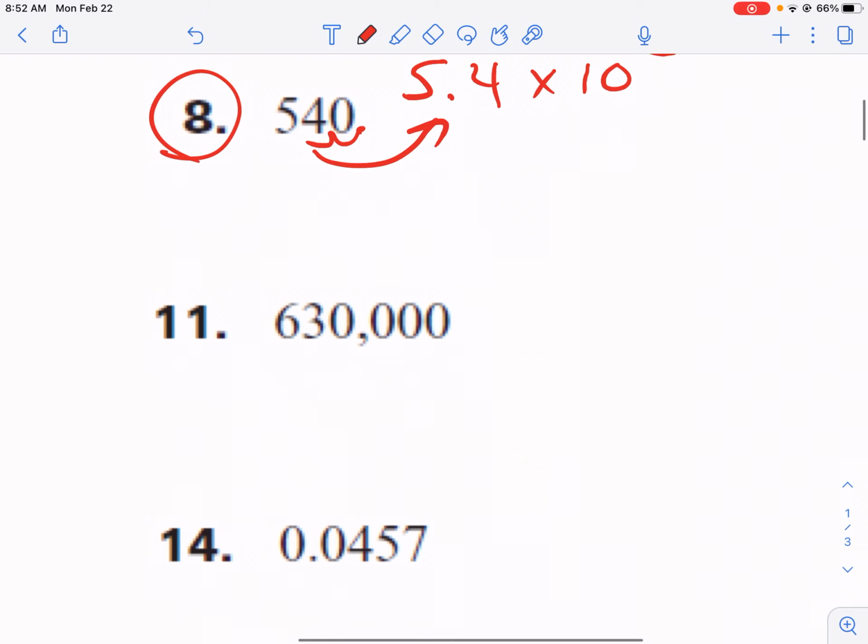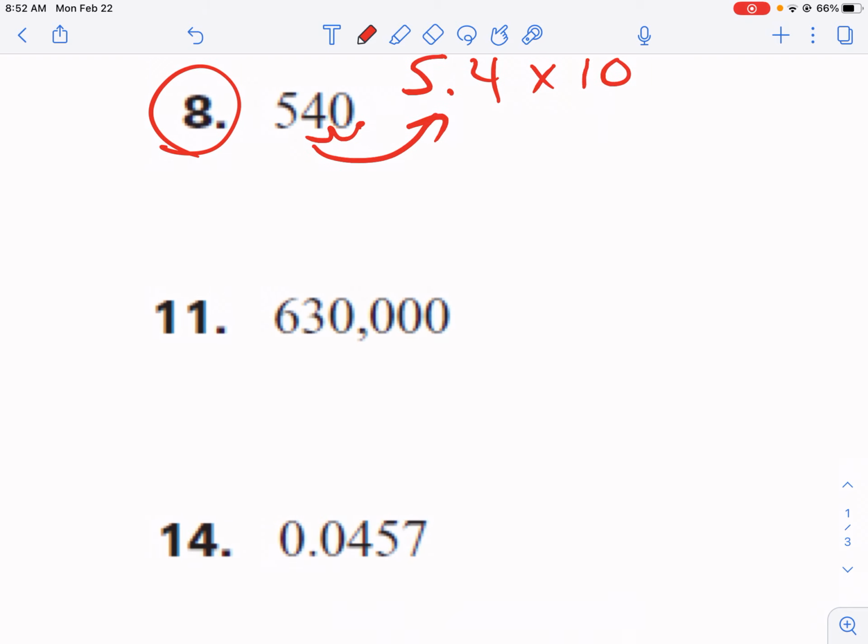Another example right below it, 630,000. Again, we want the decimal to be right here. So the decimal originally started at this place, so it's moving 1, 2, 3, 4, 5, 6 places. Actually, 5 places. I count 1, 2, 3, 4, 1, 2, 3, 4, 5. It's 5 places. I can't count. So it's 6.3 times 10 to the 5.